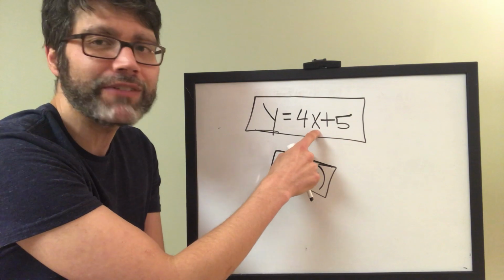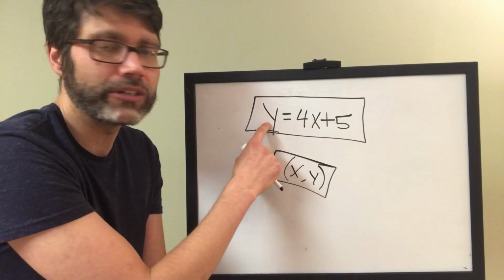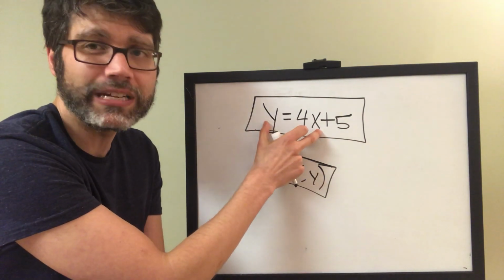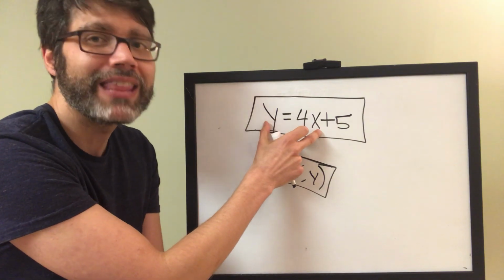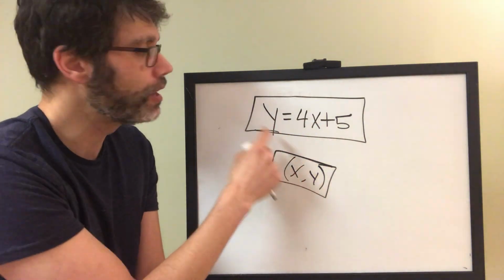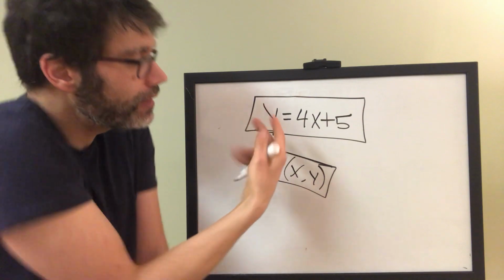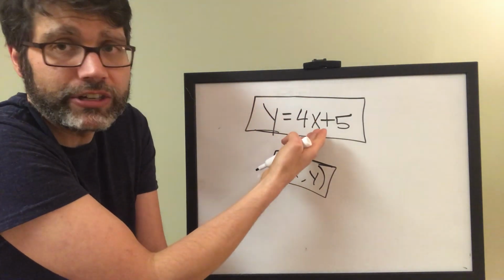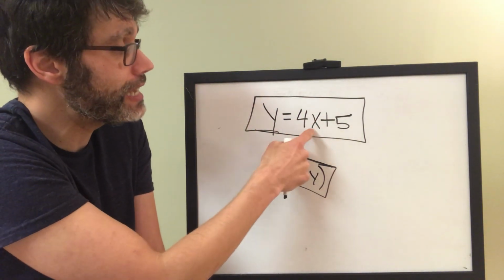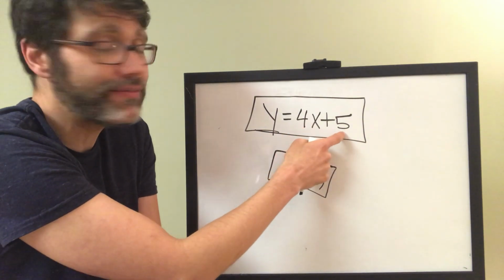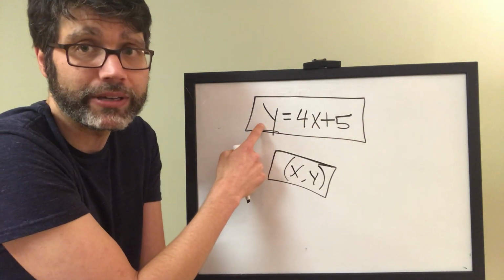But x does not have a value here. Y does not have a value. These are placeholders for the independent and dependent variables that have a relationship between each other. What this is saying is the relationship between the independent value is I need to multiply the independent value by 4 and then add 5 to it to get whatever my dependent value is.